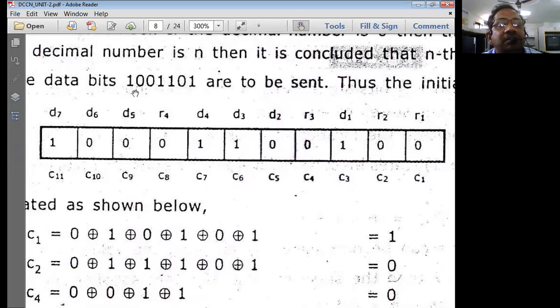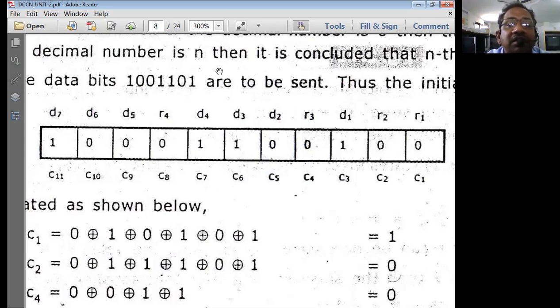Imagine that the data which is transmitted is 1001101. This is the data that I am transmitting. Now I'll arrange the bits. First, locate the redundant bit positions. What is the code I'm going to use? 1248 code. So at positions 1 and 2, put zeros. At position 4, put 0. At position 8, C8, the 8th position, put 0.